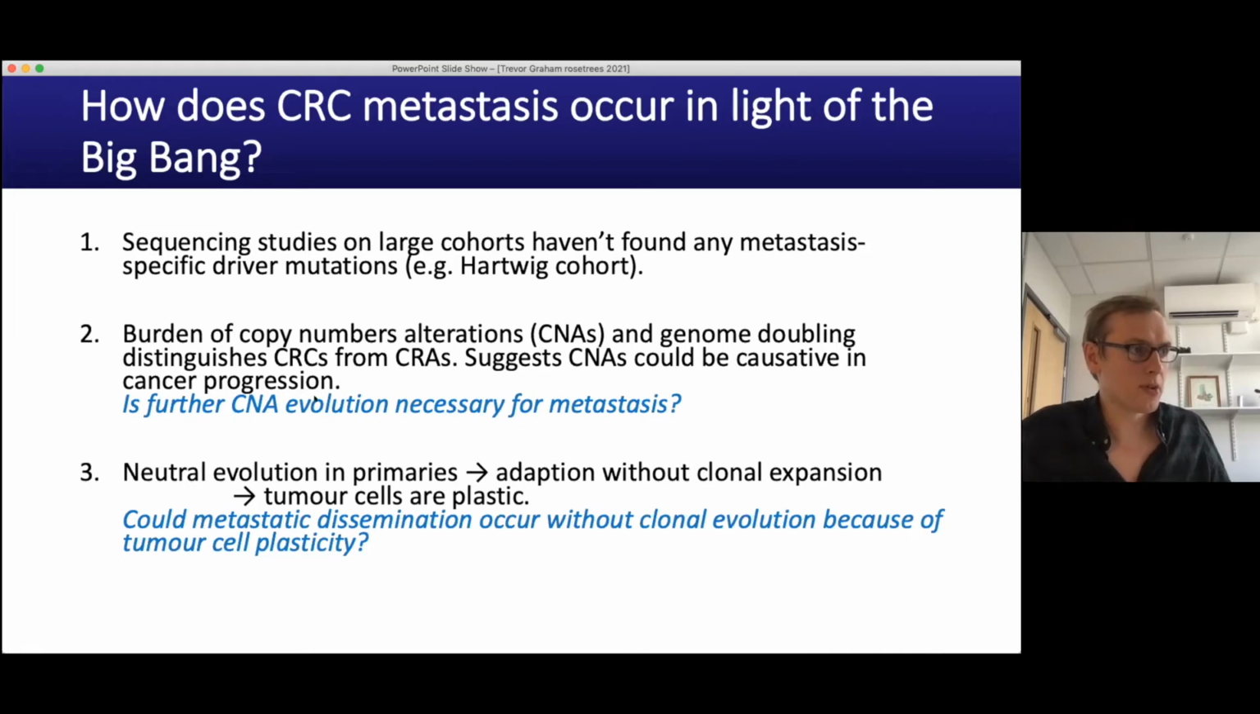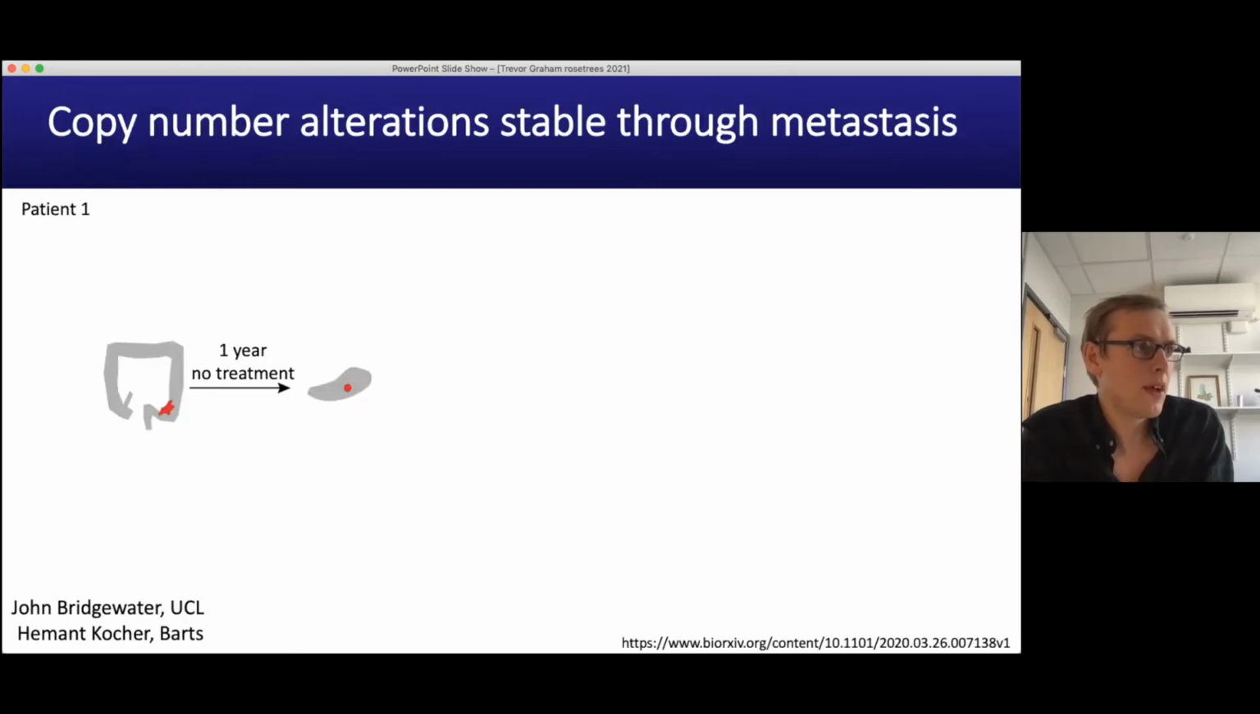So let's look at 2 and 3, and I'll show you some of our data investigating these. If we start with 2 and investigate the role of copy number alterations in metastasis in the colon, we found a series of patients working together with Hemant Kocher here at Barts, and more recently with John Bridgewater at UCL, where we had both primary and then sequential metastases.